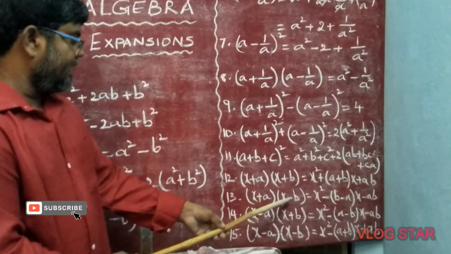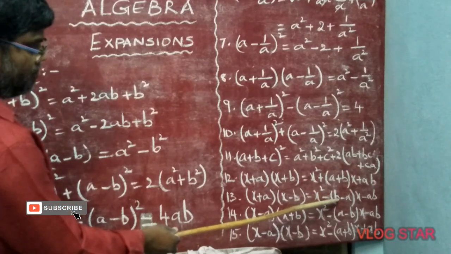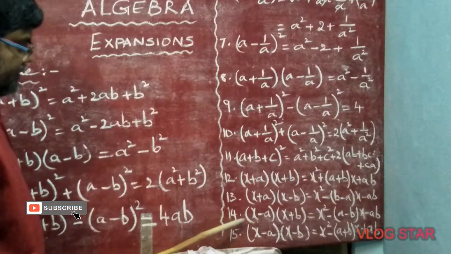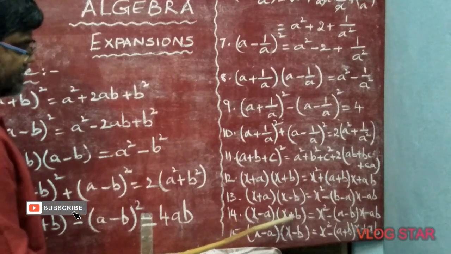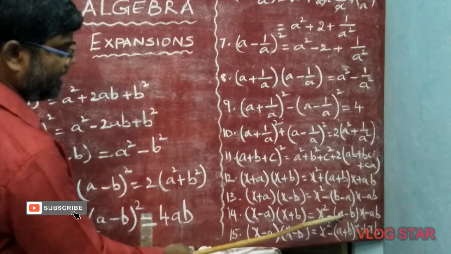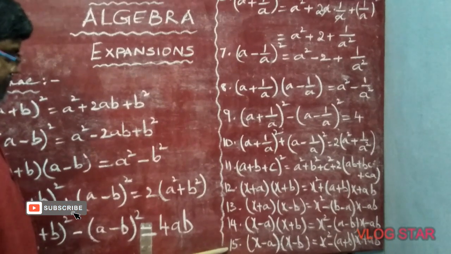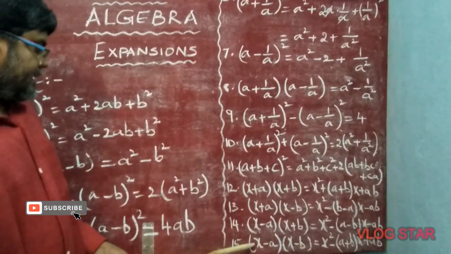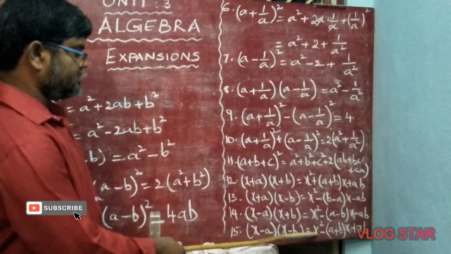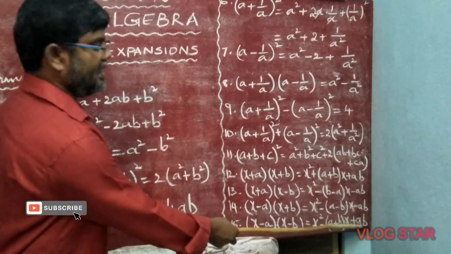13th, one is plus and another one is minus. (x plus a) into (x minus b) is equal to x square minus (b minus a) of x minus ab. 14th, (x minus a) into (x minus b) is equal to x square minus (a plus b) into x plus ab. 15th, the last one, (x minus a) into (x minus b) is equal to x square minus (a plus b) of x plus ab.